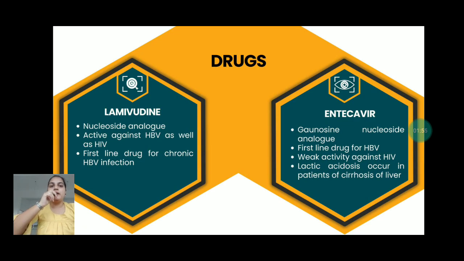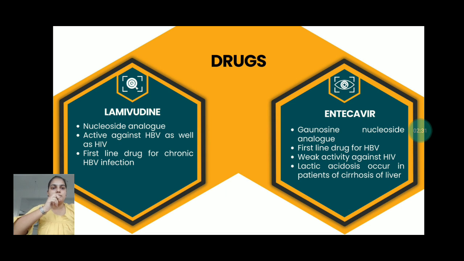Now the anti-hepatitis B virus drugs. Lamivudine is the first line drug of chronic hepatitis B virus infection. It is a nucleoside analog and it is active against hepatitis B virus as well as human immunodeficiency virus, that is HIV. Second drug is entecavir. It is a guanosine nucleoside analog. It is also a first line drug for hepatitis B virus, but it differs from lamivudine in that it has weak activity against HIV.